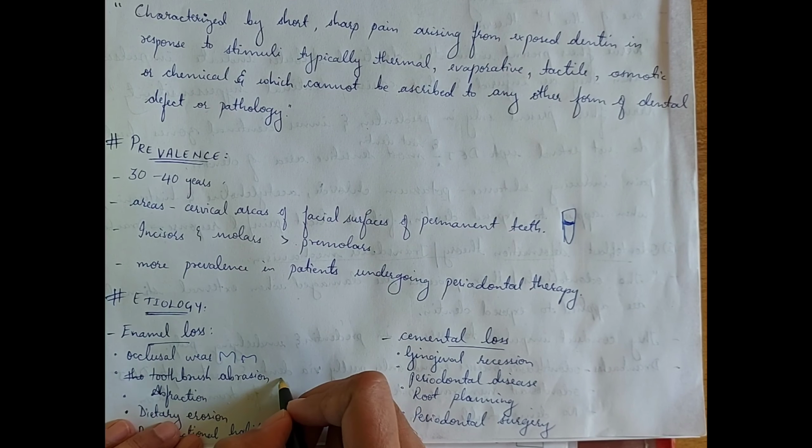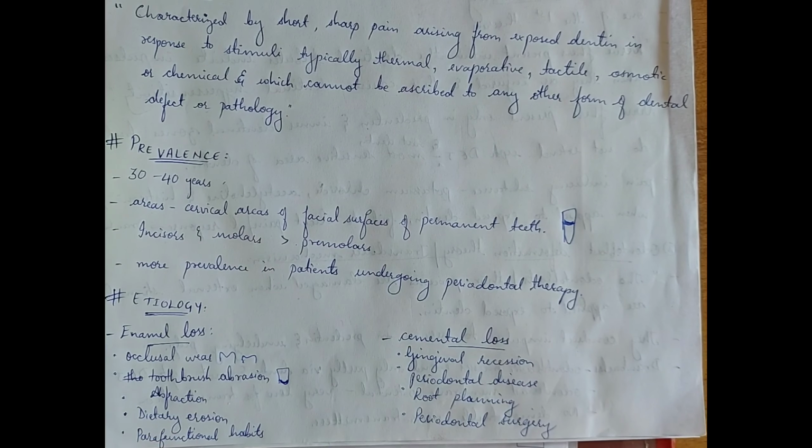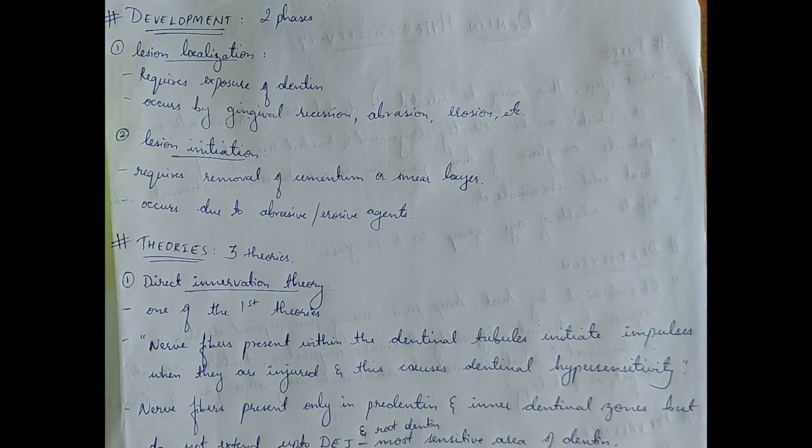And toothbrush abrasion is usually due to horizontal brushing techniques. There will be abrasion due to hard brushing and all. So you can see in the cervical area there will be enamel loss, which leads to exposure of dentin. And dietary erosion is due to intake of highly acidic food and all. Over time the enamel gets porous and there is exposure of the dentin. And there are parafunctional habits like bruxism, and cemental loss is usually due to gingival recession, periodontal disease, root planing, and periodontal surgery.